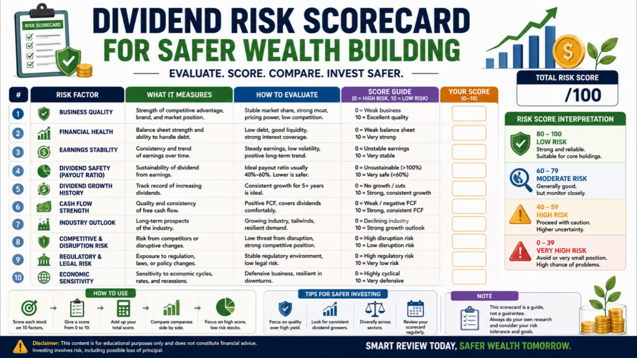After that, evaluate earnings stability by reviewing how consistent the company's profits have been over several years. Stable and gradually growing earnings may indicate a healthier business, whereas highly volatile or declining earnings can increase the risk of future dividend cuts.